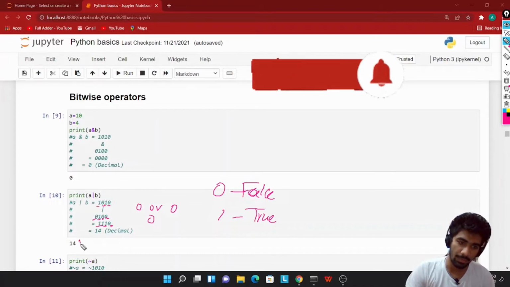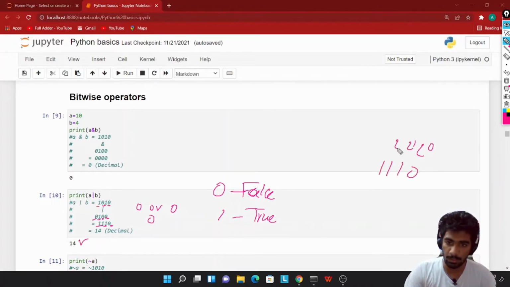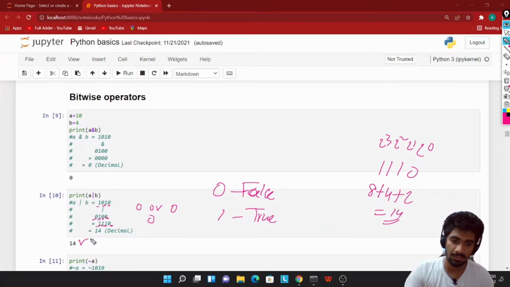You can see the output, right? 14. How is it 14? Because 1 1 1 0, 2 power 0, 2 power 1, 2 power 2, 2 power 3. 2 power 3 you have to consider 8, 2 power 2 you have to consider 4, and 2 power 1 you have to consider 2. When you add them, you will get 14. So this is how we got 14 here. So that is the output.